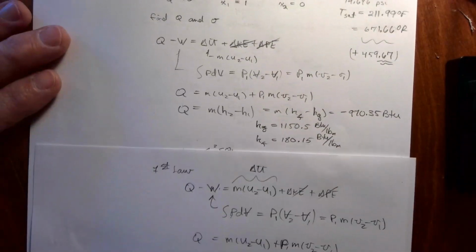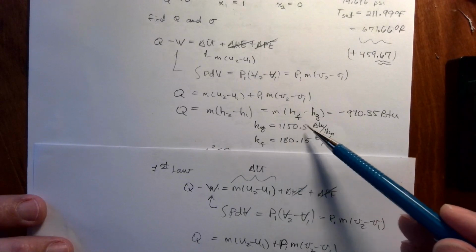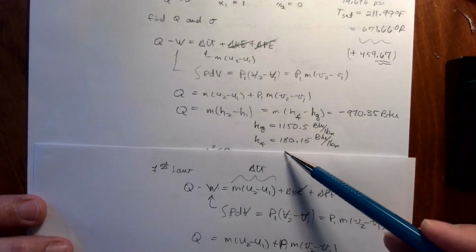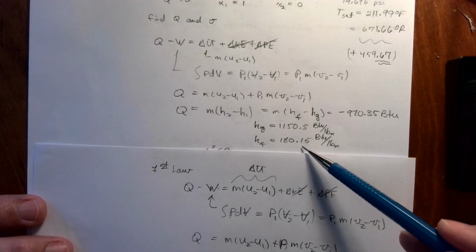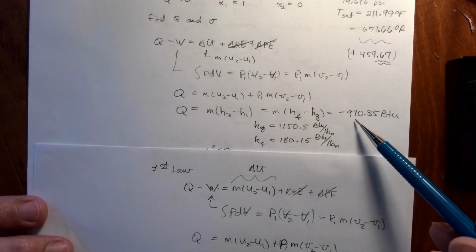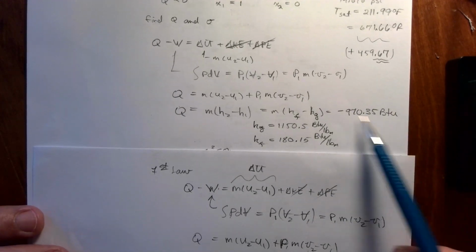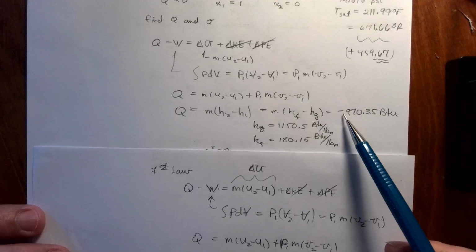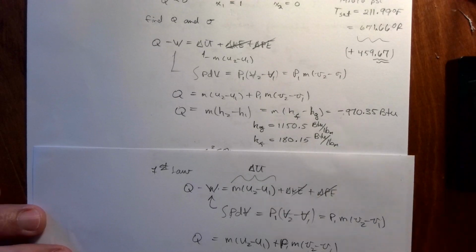Here's our two H values. If you go to the table, keep all significant figures here. They give you 5 digits, keep all 5 digits. 1150.5 for Hg, for Hf 180.15. This ends up equaling minus 970.35 BTUs. So this is negative, and so it's heat out to cause the vapor to condense and end up as a liquid. So that actually makes sense.